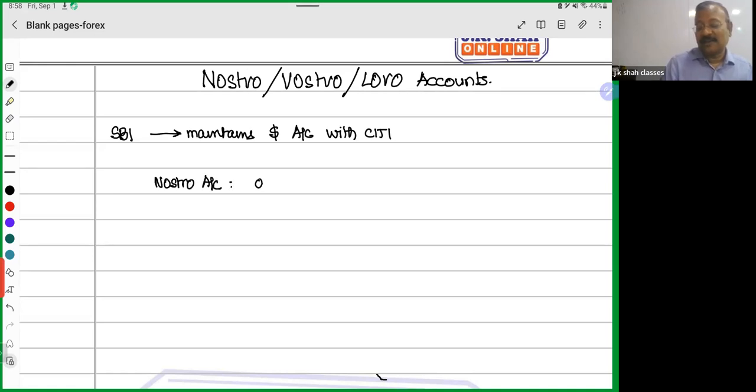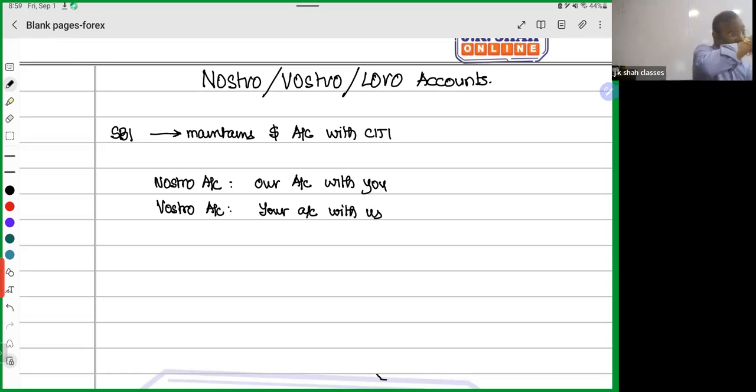Nostro account, which is basically our account with you. Right? Now, let us say Citi makes the payment. Once the payment is made, Citibank will have to inform SBI that according to your instruction, we have made the payment. So in normal English, what would Citibank have written? As per your instruction, we have made the payment and debited your account with us. Instead of saying your account with us, it will say Vostro account. Remember, both are still referring to that account only.